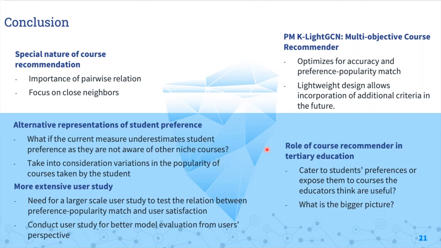As course recommender researchers, how should we define the role of course recommender in tertiary education? Should we purely cater to students' preferences, or should we expose them to courses that educators think are more useful? What are the implications in this bigger picture?